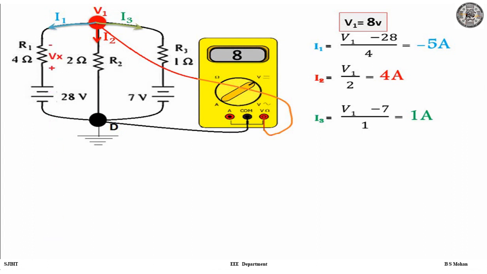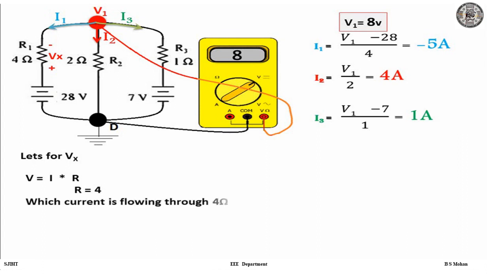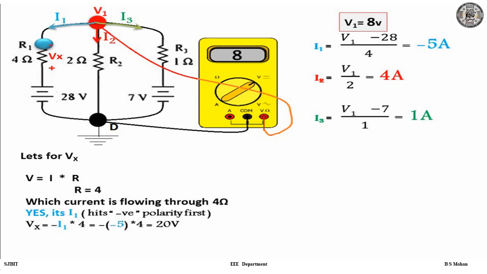So let's solve for Vx. Vx is the voltage across 4 ohm. So by Ohm's law we know V is equal to I into R. R is 4. Which current is flowing through 4 ohm? It is I1. That's correct. But can you observe which polarity of Vx I1 hits first? It hits the negative polarity. Thus the right equation for Vx would be minus I1 into 4, where minus is used because the current hits the negative of Vx first, and the value of I1 is minus 5. So the answer is plus 20. So when I connect a voltmeter of that polarity across 4 ohm, that is plus at the bottom and negative at the top, I get a drop of 20 volt.